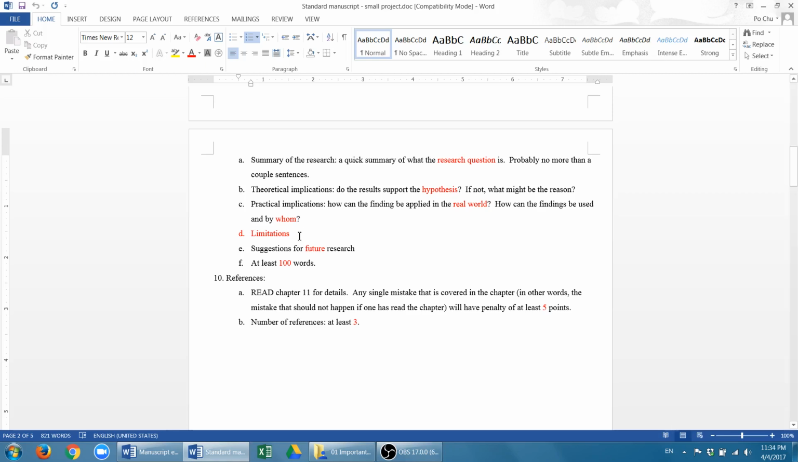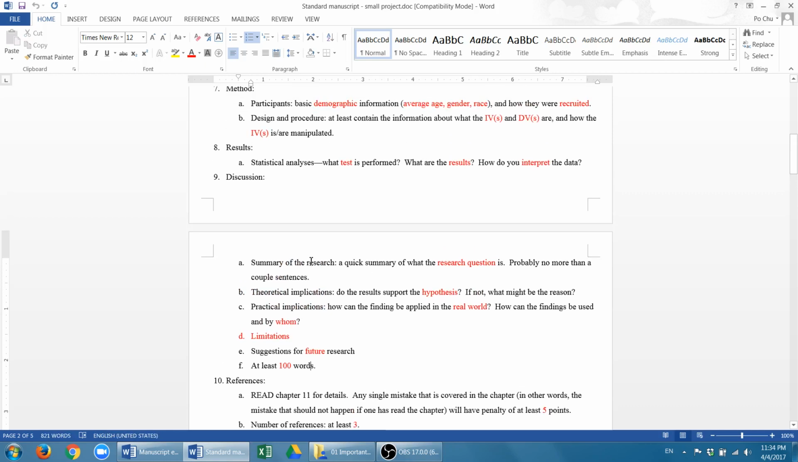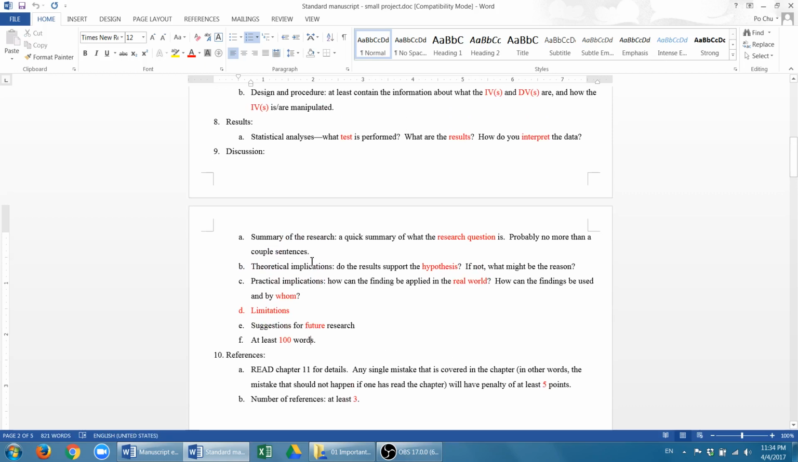All right. Now, suggestions for future research. This is most likely for face-to-face students who have conducted research as well. And then finally, I say at least 100 words, but if you have more than that, you're more likely to get good grades. Of course, it has to have rich information, explaining that information.